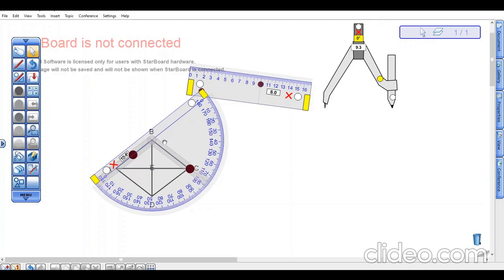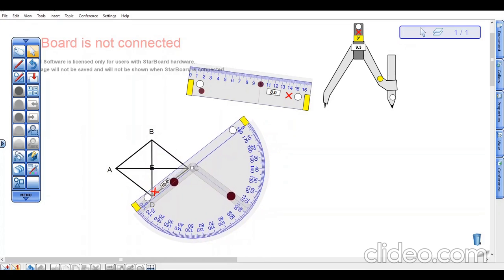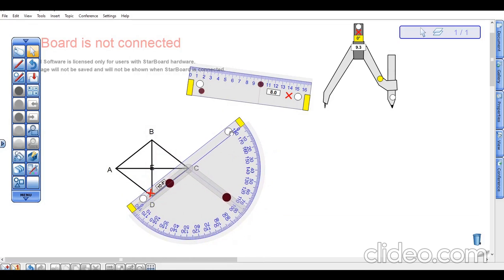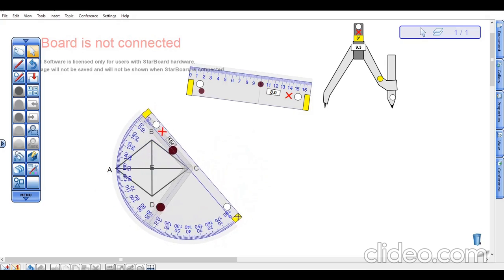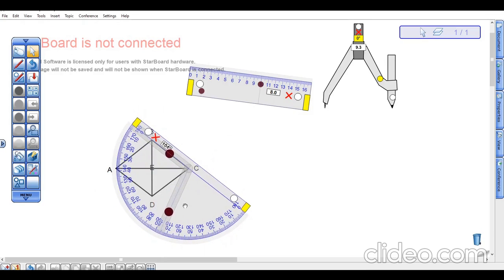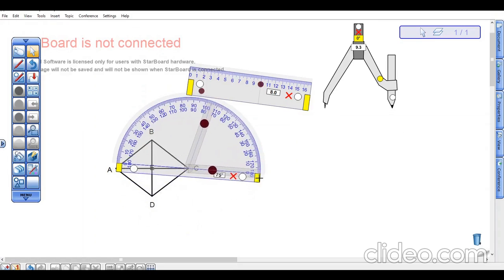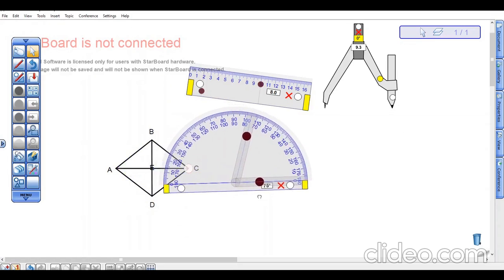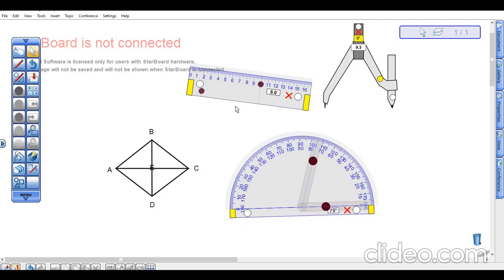105 degrees. And this one is going to be the same as its opposite angle. Here, this way, 75 degrees. So basically that's our rhombus. It was constructed by only using perpendicular bisectors.